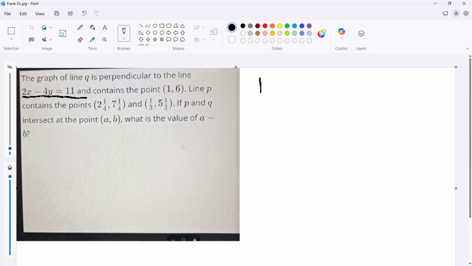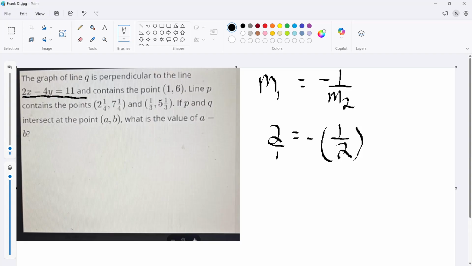Perpendicular lines: if the slope of the first line is m1, then that's equal to -1 over the slope of the second line. In other words, if I know the slope of the first line, and the second line, which is line Q, is perpendicular to it, I flip the fraction, and then I multiply by -1. So let's say this line, 2x minus 4y equals 11. I'll figure out the slope in a minute. What if the slope is 2? I'll flip it, so that's like 2 over 1, I'll turn it into 1/2, and then I'll multiply it by -1. So if one line has a slope of 2, the line perpendicular to it has a slope of -1/2.